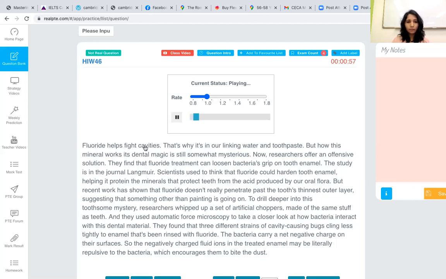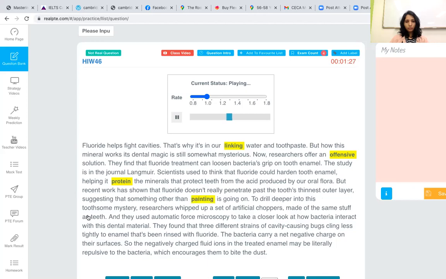Fluoride helps fight cavities. That's why it's in our drinking water and toothpaste. But how this mineral works its dental magic is still somewhat mysterious. Now, researchers offer an incisive solution. They find that fluoride treatment can loosen bacteria's grip on tooth enamel, the studies in the journal Langmuir. Scientists used to think that fluoride could harden tooth enamel, helping it retain the minerals that protect teeth from the acid produced by our oral flora. But recent work has shown that fluoride doesn't really penetrate past the tooth's thinnest outer layer, suggesting that something other than hardening is going on.